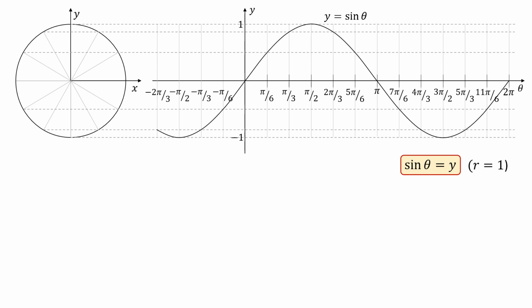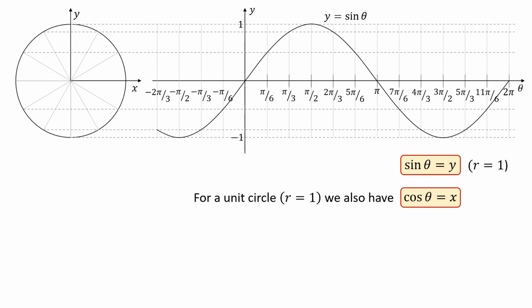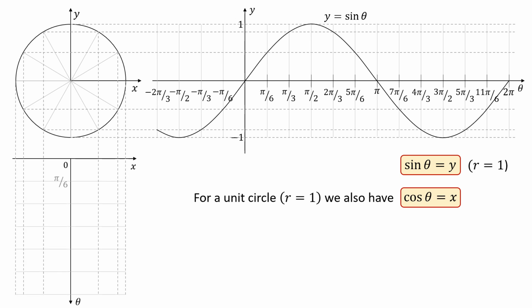Now, we also know from our trigonometric function definitions that for a unit circle, the cosine of theta is simply the x-coordinate. So let's draw a new set of axes where theta is again the abscissa and x is the ordinate. Marking up a few angles as I did before, we can follow the same procedure as we did for sine x.